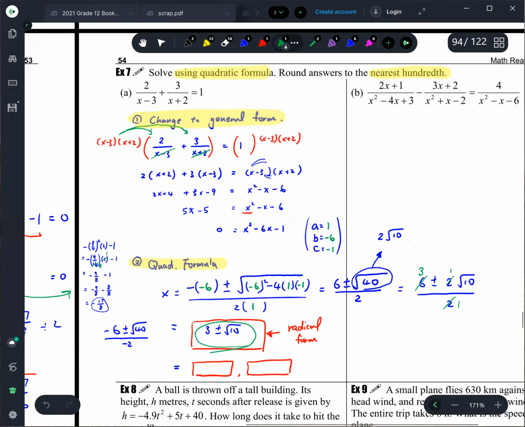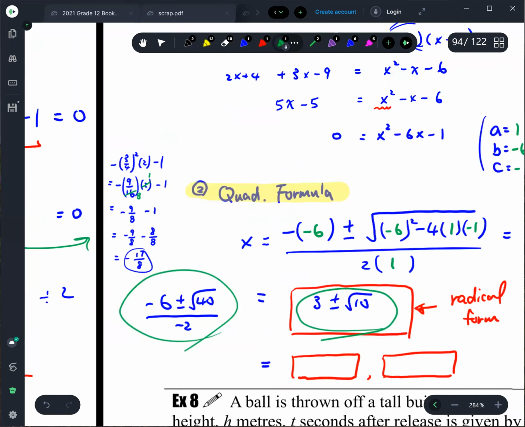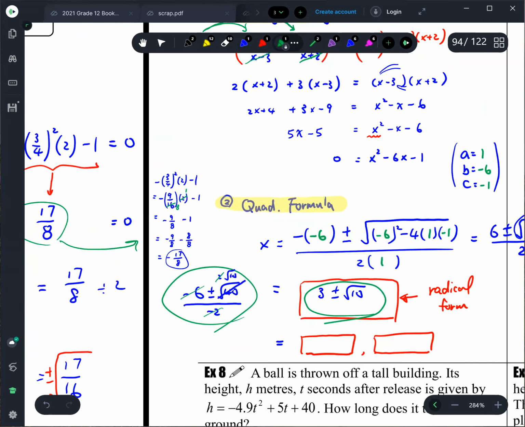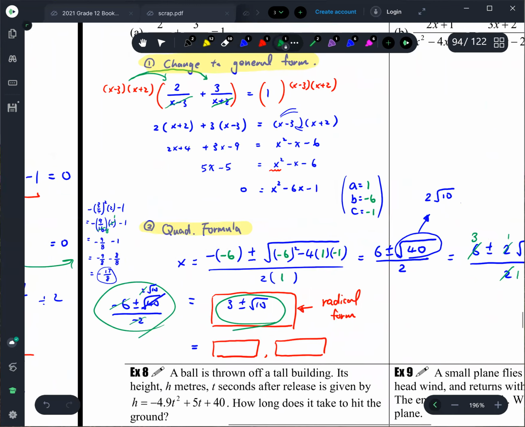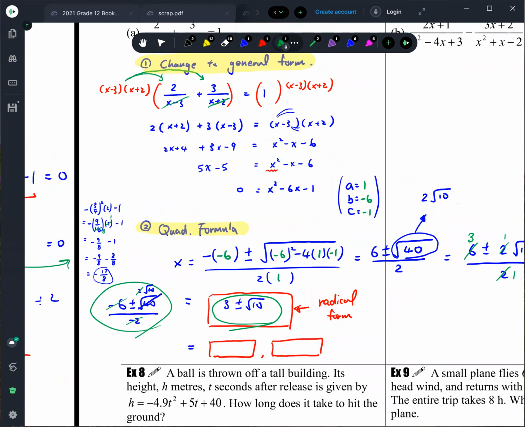Okay, if you move everything to the left side, then you will end up with this one. The -6 and -2 can still reduce. This part is still going to become 2 root 10, so you can still reduce them, and you end up with the same thing. So either way, whether you move everything to the right or everything to the left, your final answer should be the same.